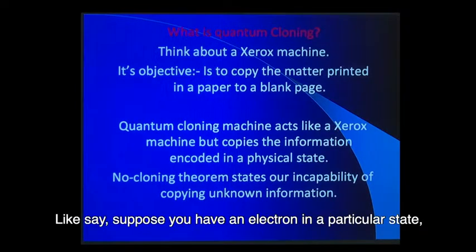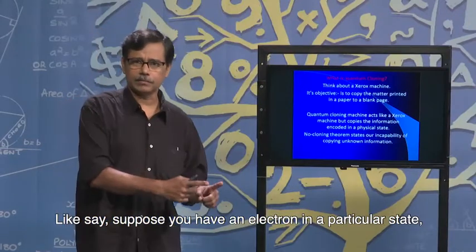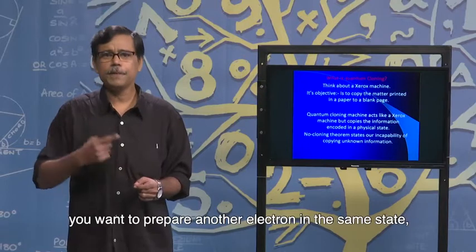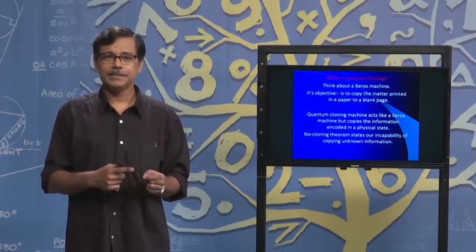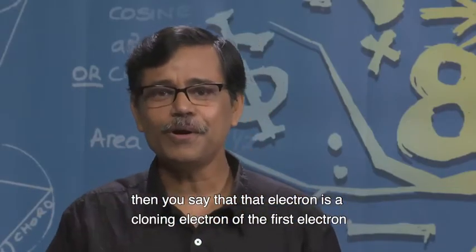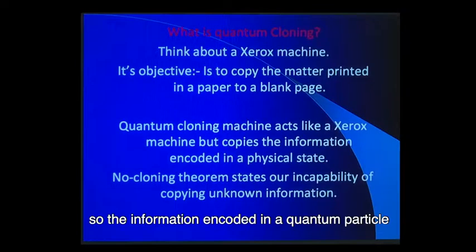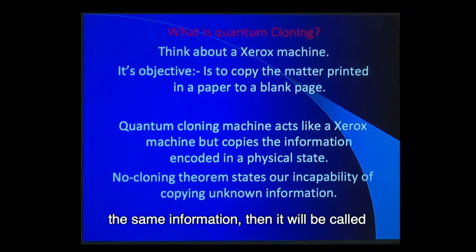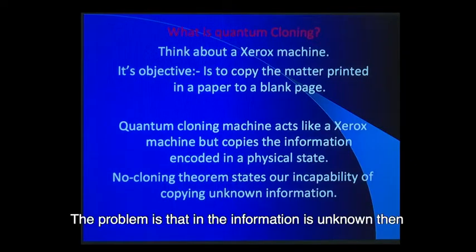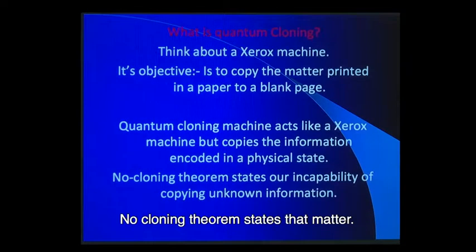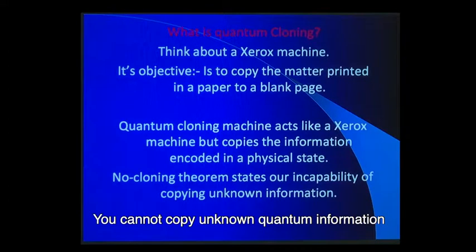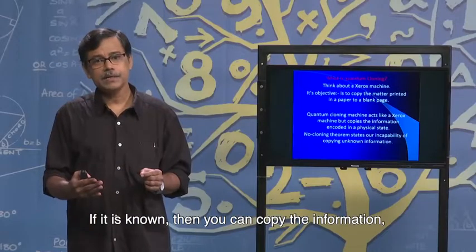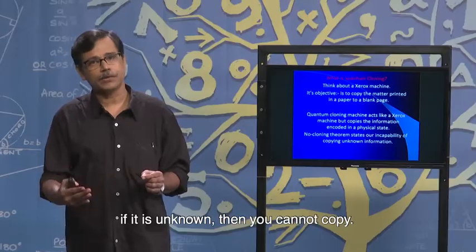What is quantum cloning then? Like say, suppose you have an electron in a particular state, you want to prepare another electron in the same state. Then you say that that electron is a clone of the first electron. So, the information encoded in a quantum particle, you want to copy it to another quantum particle, the same information, then it will be called cloning of the information in the physical sense. Now, what is the problem? The problem is that if the information is unknown, then you cannot copy the information. The no cloning theorem states that matter. You cannot copy unknown quantum information. If it is known, then you can copy the information. If it is unknown, then you cannot copy.